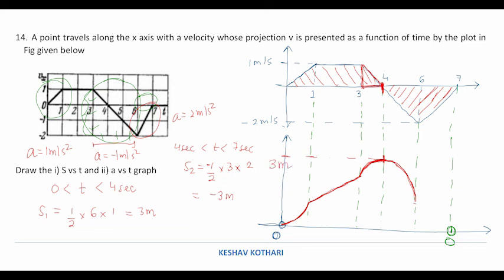Now after 6 seconds, the acceleration is positive but the velocity continues to be negative. So it is going to be a graph like this, and the displacement becomes 0 at the 7-second mark. So it is important to understand the nature of the displacement time graph, which is constantly changing at different time intervals. So let us move to the next question now.